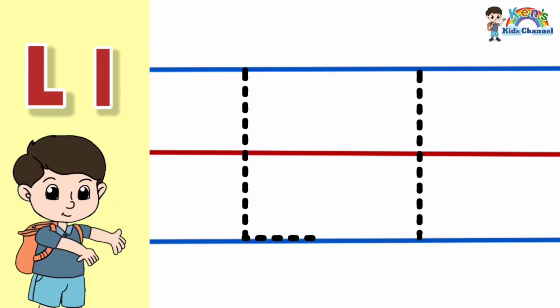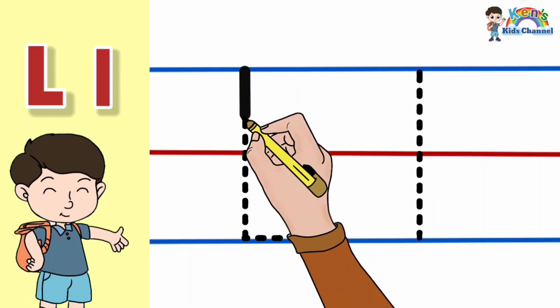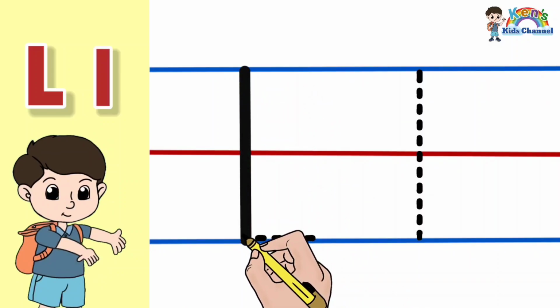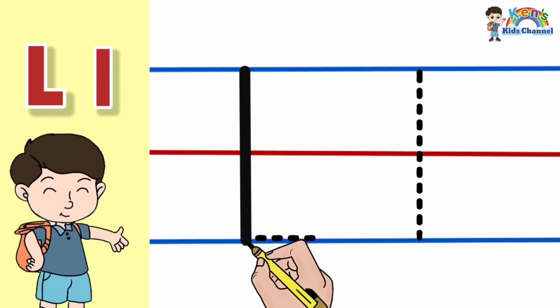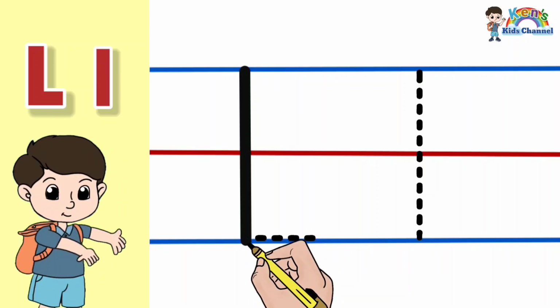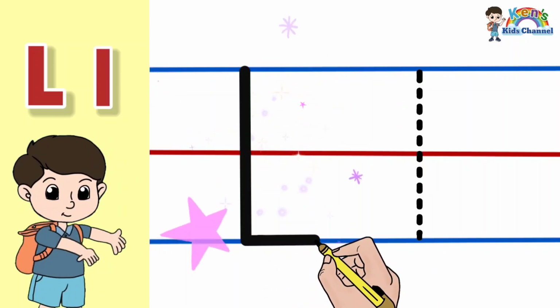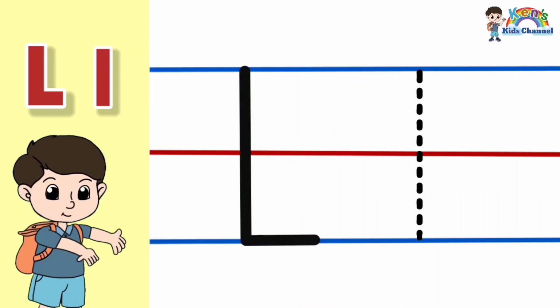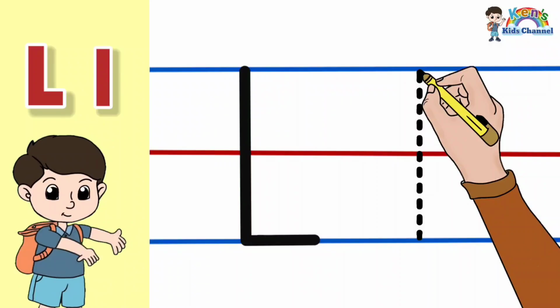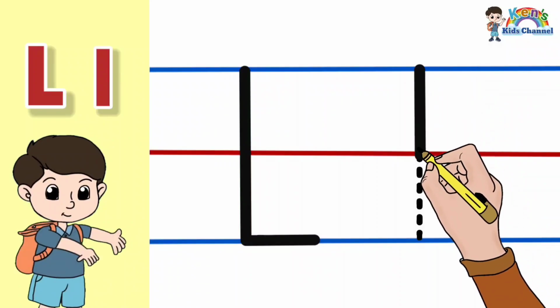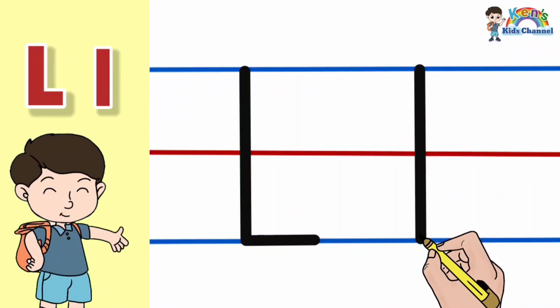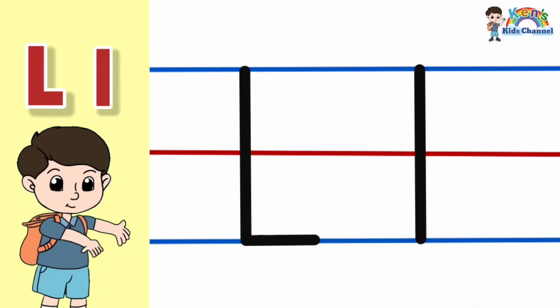Now we begin with the big letter L. Let's make a standing line. Start at the top and go down to the bottom line. Let's make a sleeping line going to the right. Now let's write the small letter L. Start at the top and straight down to the bottom line. Well done!